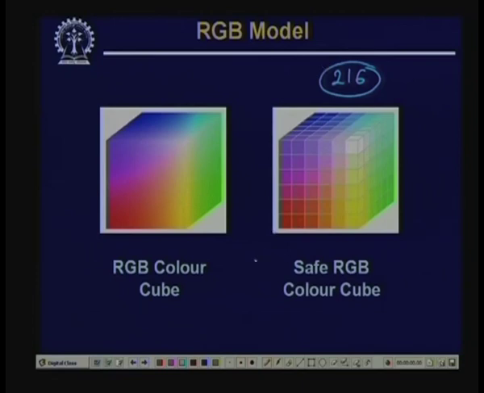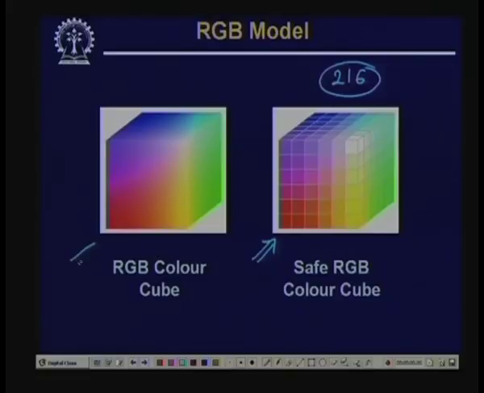So, on the right hand side we have drawn a safe RGB color cube. Here we have 6 different shades of each of the colors, that is red, green and blue, and using these 6 different shades we can generate 6 cubed, that is 216 different colors, and these 216 different colors are known as safe RGB colors because they can be displayed in any type of color monitor.